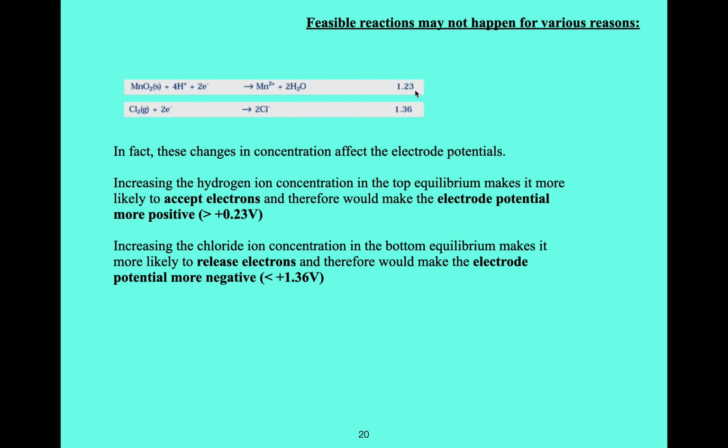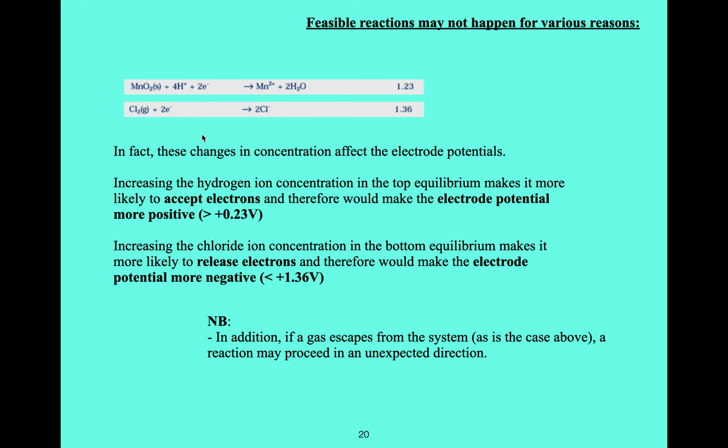So at some point these numbers will cross, and the reverse reaction to the one that we would expect starts to occur. Okay? Other factors that may affect this situation: if a gas escapes from the system, as is the case here, if this is leaving the system, then this equilibrium will shift in that direction. So gases can be important. Temperature will affect the position of equilibrium. We're very clear about that. That makes sense.